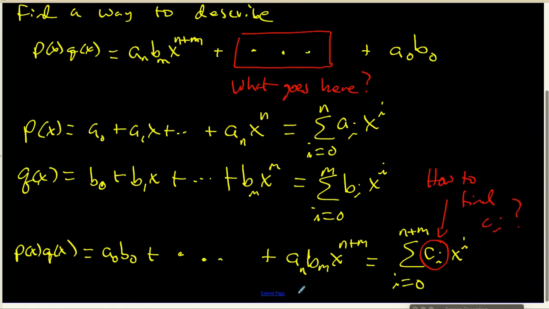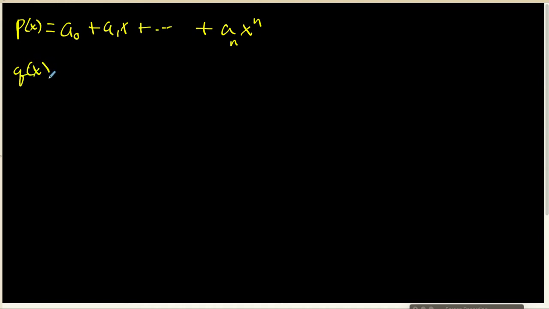And I want to think about that, and I'm going to rewrite my two polynomials in order to figure out how to find that c_i. So here's p. And here's q. Now, the first thing I'm going to do is actually fatten both polynomials up to arbitrarily look like they were polynomials of the same degree.